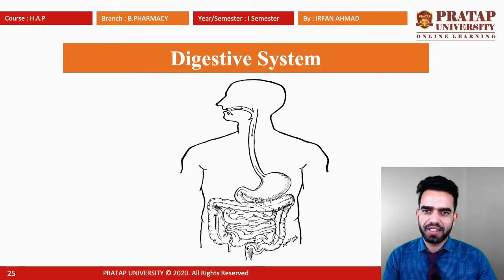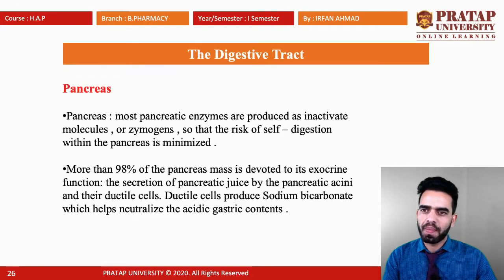We have already studied the various parts of the digestive system, and now we will study the various accessory glands associated with the digestive system. The first associated gland of the digestive system is the pancreas. What is the function of the pancreas?